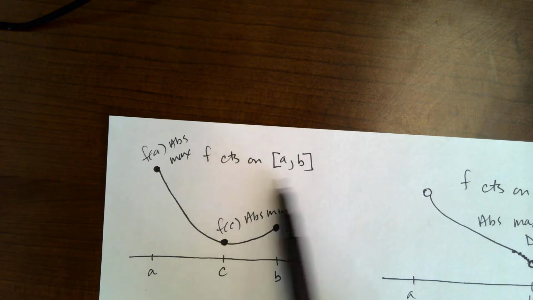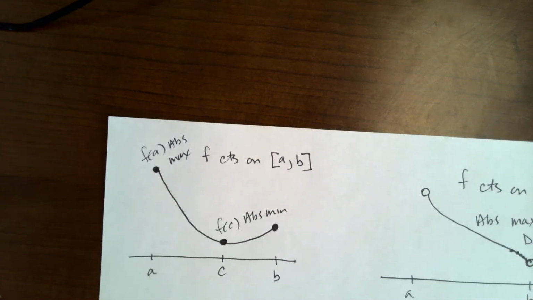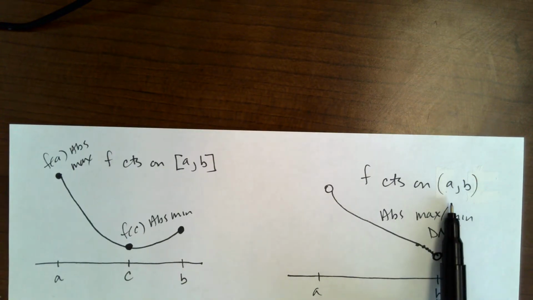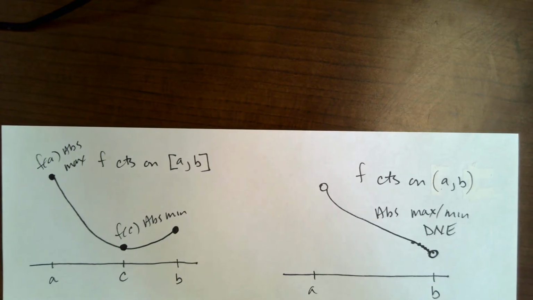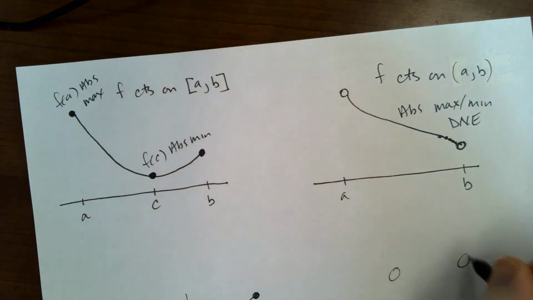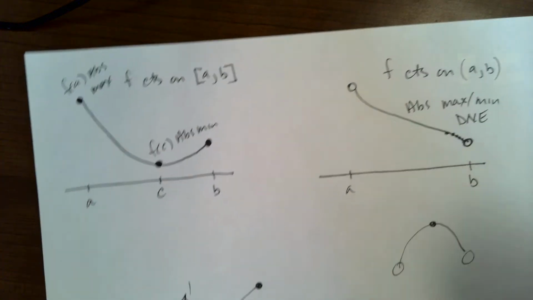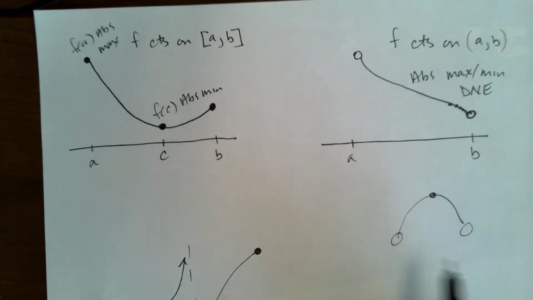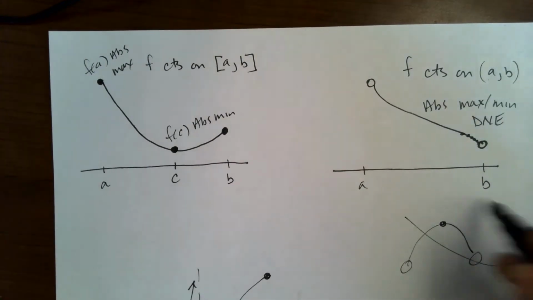All right, so it's important for the extreme value theorem that f is continuous on the closed interval. Continuous on the open interval does not guarantee that you have an absolute max or min. You could, it could be something like this, and then you would have an absolute max, but you wouldn't be guaranteed, unless the interval was closed.